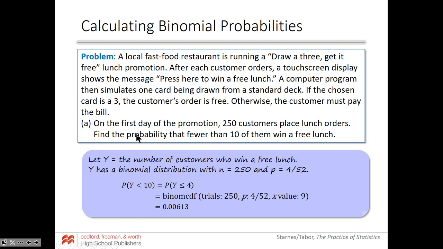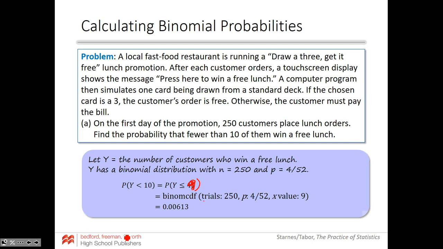Okay, so now let's actually find that probability. The probability that fewer than 10 of them win a free lunch. We want the probability that Y is less than 10, which is equal to the probability that Y is less than or equal to 9, that should be a 9 there, sorry guys. Because again, I'm going to use the calculator, and my calculator can't give me any less thans. It only gives me less than or equal tos. So the probability that Y is less than 10 is equal to the probability that Y is less than or equal to 9.